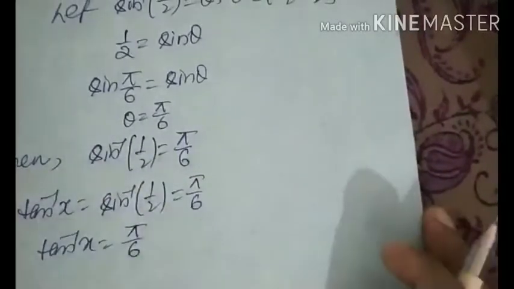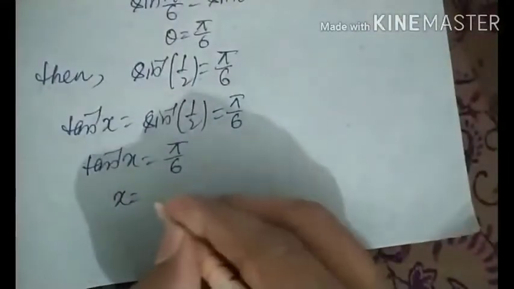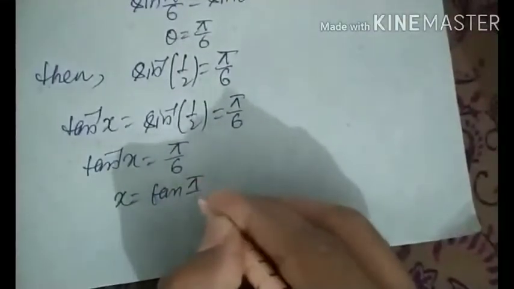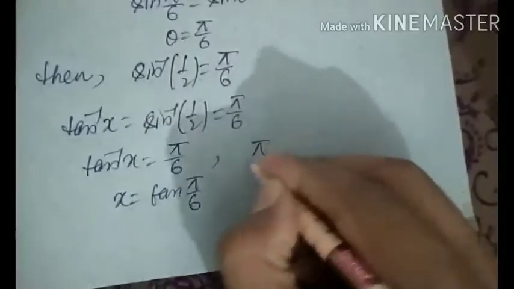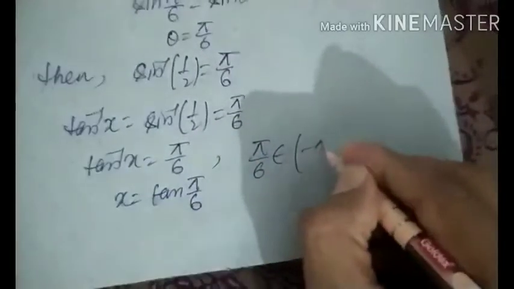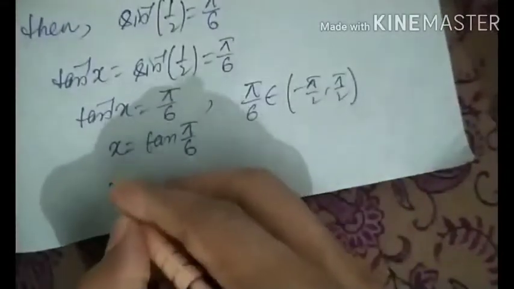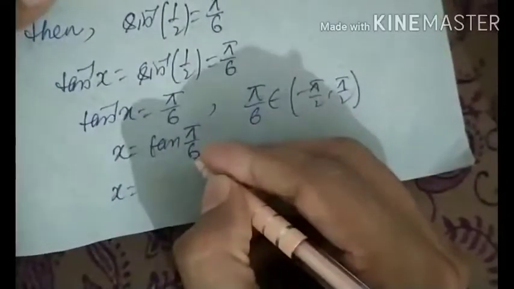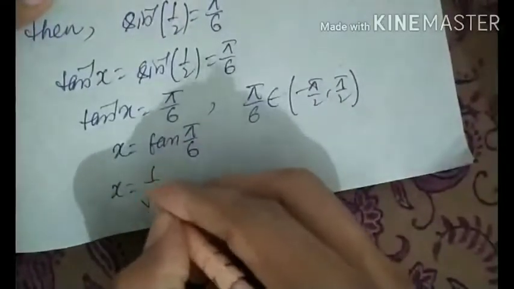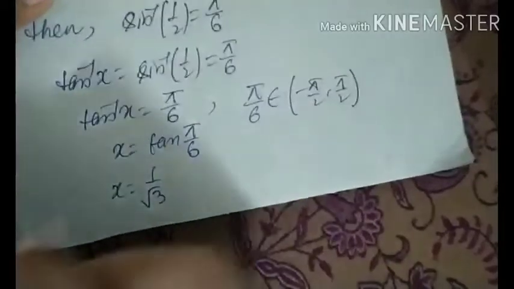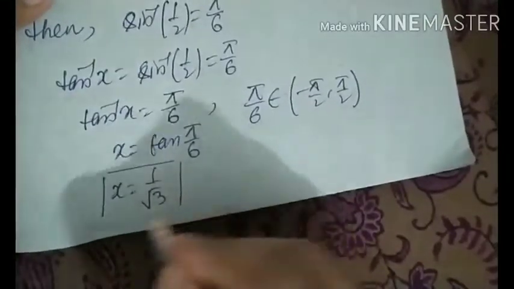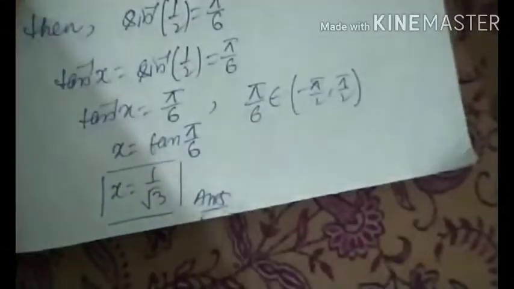Again, x is equal to tan pi by 6, because pi by 6 is in between minus pi by 2 to pi by 2. That's why we can write it. Then x will be tan pi by 6 and the value of tan pi by 6 is 1 upon under root 3. This is our answer. Okay, got it?